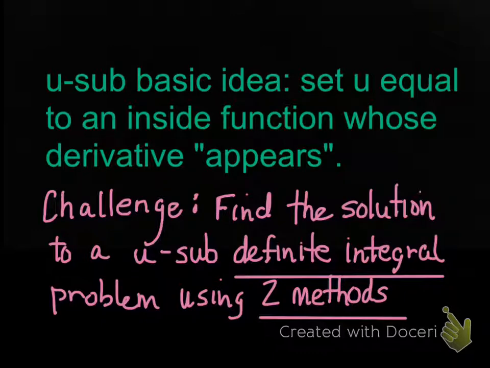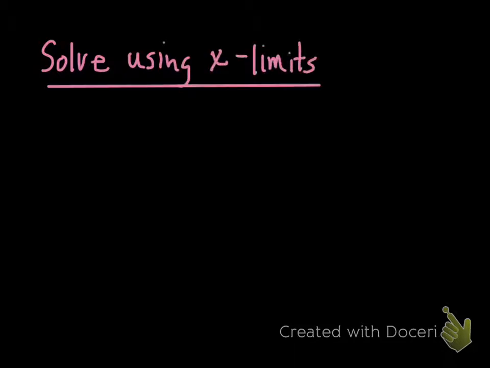Again, one we will use X limits of integration, the other we will use U limits of integration. We'll do them in that order. Let's take a look at the problem that we are going to work. Again, we're going to work the same problem using two different methods. So with this problem, we are going to solve the U sub integral using X limits of integration.